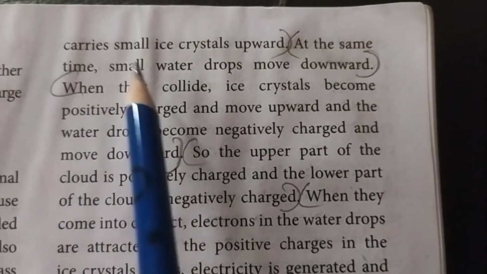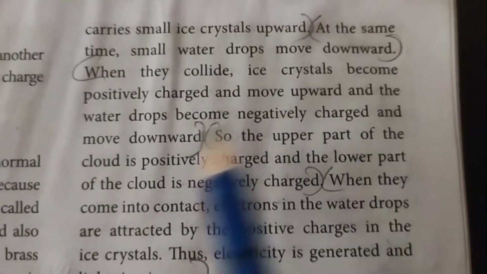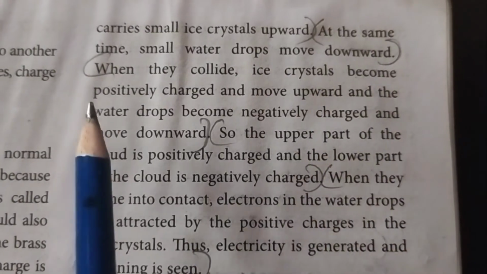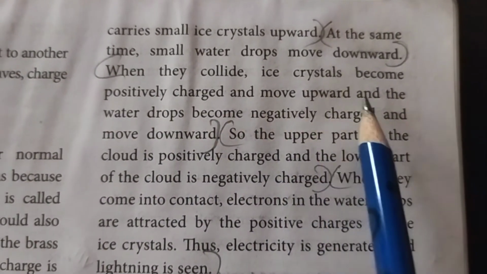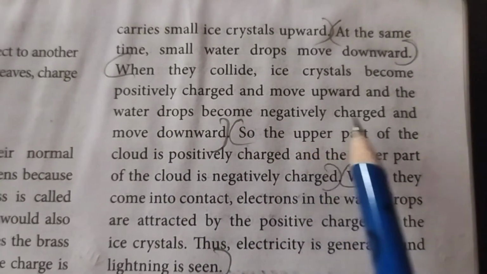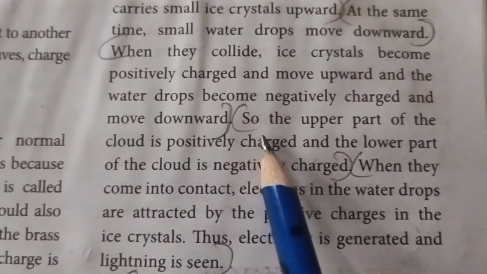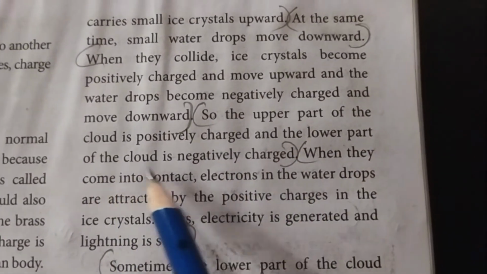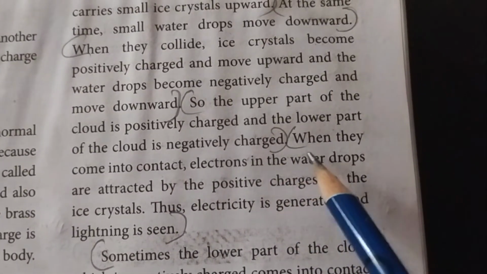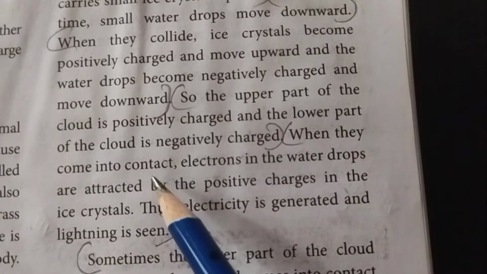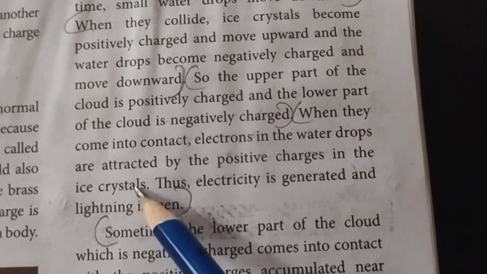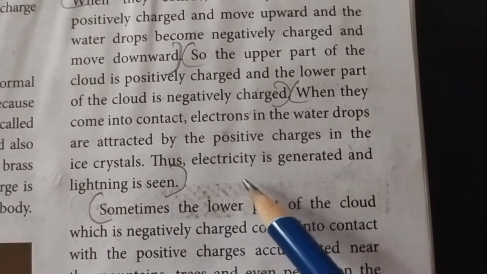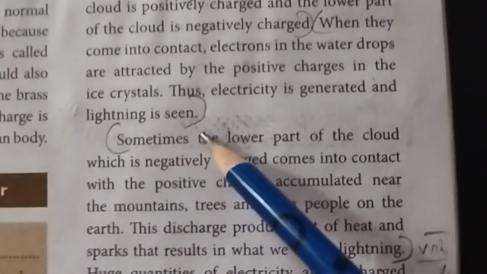Next, fourth point: at the same time, small water drops move downwards. Fifth point: when they collide, ice crystals become positively charged and move upward, and the water drops become negatively charged and move downwards. Sixth point: so the upper part of the cloud is positively charged and the lower part of the cloud is negatively charged. Seventh point: when they come into contact, electrons in the water drops are attracted by the positive charges in the ice crystals. Thus, electricity is generated and lightning is seen.